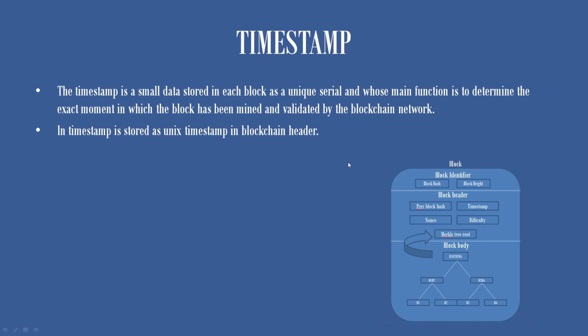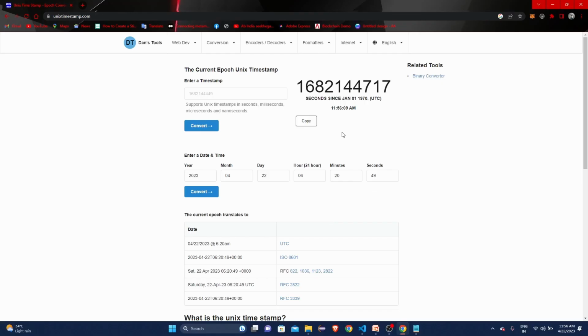So what is a Unix timestamp? Let me show you. This is the Unix timestamp till now. The Unix timestamp is a way to track time as a running total of seconds. This count starts at the Unix epoch on January 1st, 1970 at UTC. Therefore, the Unix timestamp is merely the number of seconds between a particular date and the Unix epoch. And this value is running continuously from January 1st, 1970 till now.